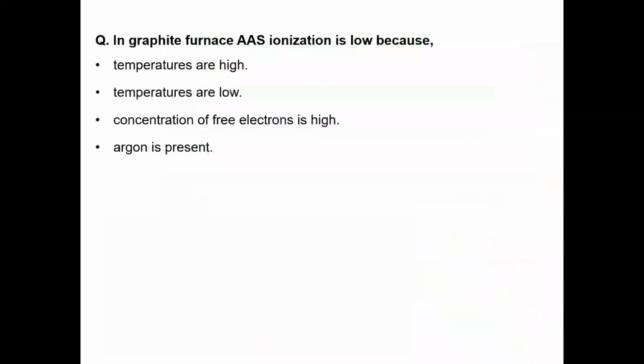In the graphite furnace AAS, ionization is low. Why? Because temperatures are low, the concentration of free electrons is high, or the fourth one, argon is present.